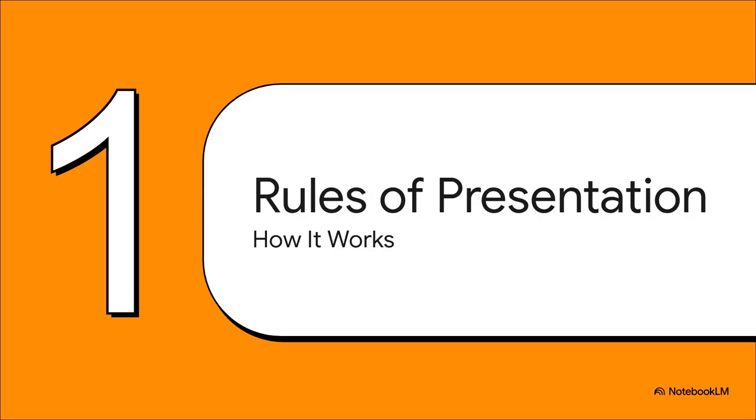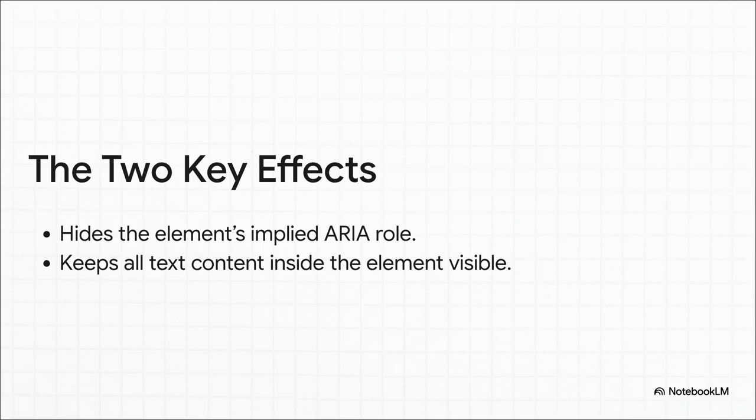Okay, so we know what it is, but how does the so-called mute button actually work under the hood? Let's get into the nitty-gritty, the rules of presentation. It really boils down to two main things. First, it hides the element's built-in ARIA role. So a UL stops being a list, a table stops being a table, you get the idea. But second, and this is the crucial part, it keeps all the content, all the text inside that element and its children totally visible to the screen reader. Remember, it mutes the container, not the content.